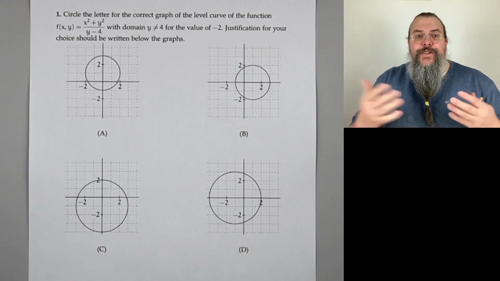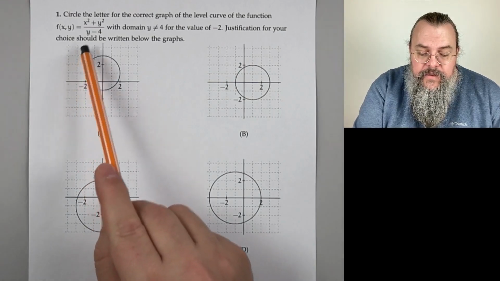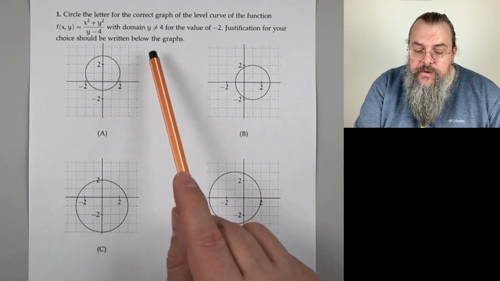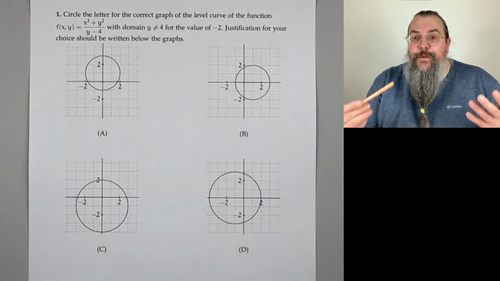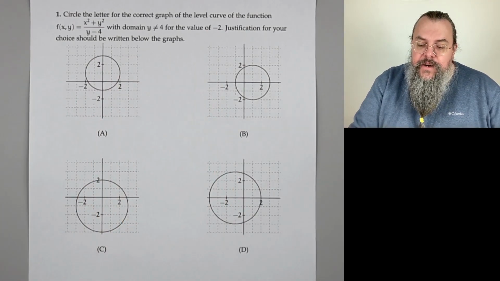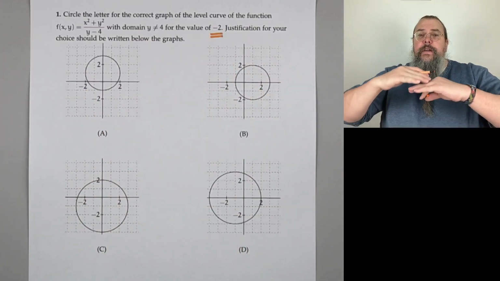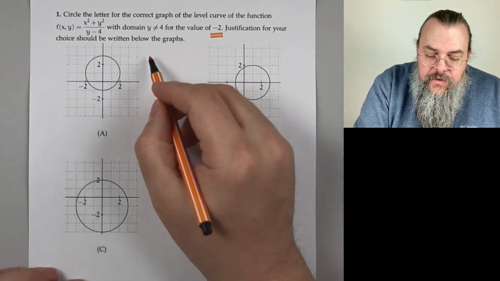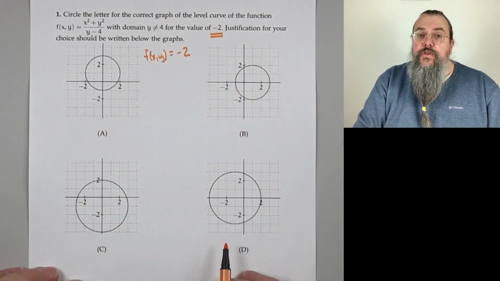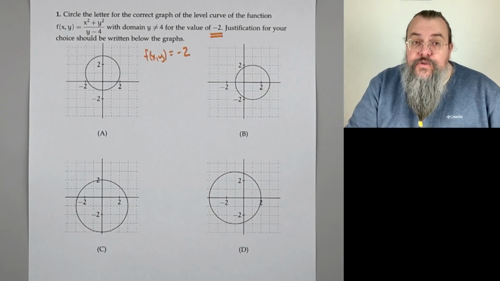Number 1. Circle the letter for the correct graph of the level curve of the function f of xy is x squared plus y squared over y minus 4, where the domain is everything that doesn't include 4, of course, because 4 minus 4 is 0, no division by 0, and for the value of negative 2. Now, to be clear what this is saying, level curve is f of xy equals a number. So the question is, where does f of xy equal negative 2? In other words, what's the set of x and y where that's true?